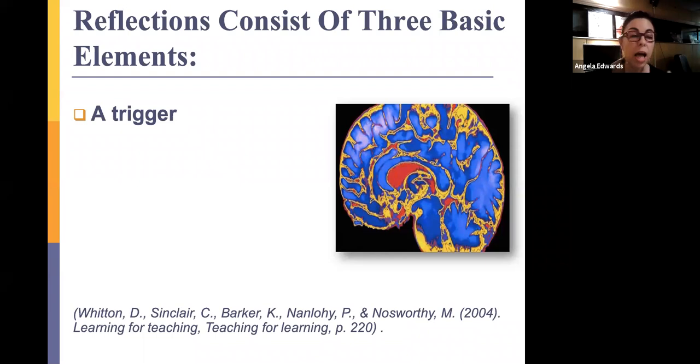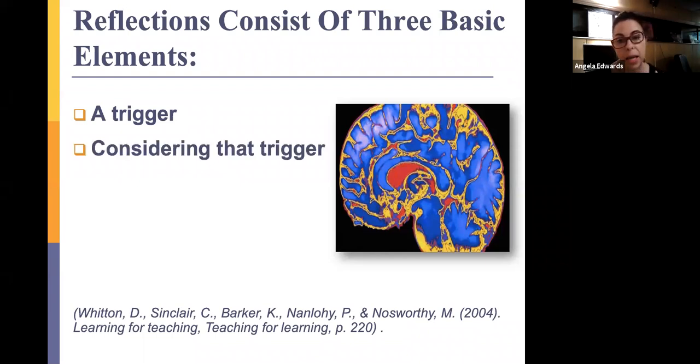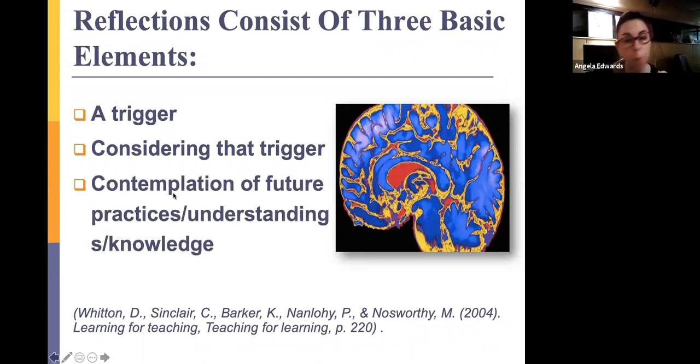It could also be important that you consider that trigger in terms of your beliefs, your values and your knowledge. So how you question your own practice, how you feel about that actual trigger. And importantly, it will involve the contemplation of future practices and future understandings and knowledge that will often involve further professional development and ongoing learning.